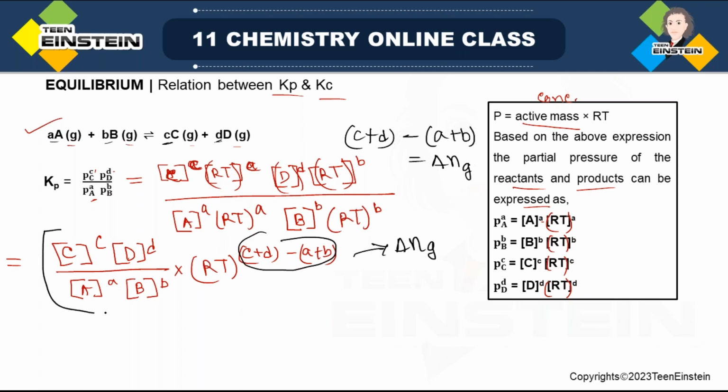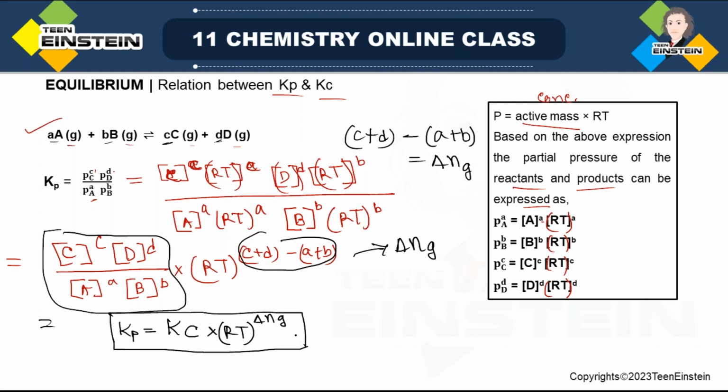Now look at this part. This is basically Kc, right? When we express in terms of concentration, we write it in this way. Directly we write the concentration multiplied by RT to the power del Ng. Don't forget to put this bracket because it is not T to the power del Ng. It is RT multiplied together to the power del Ng. So this is the relation between Kp and Kc.